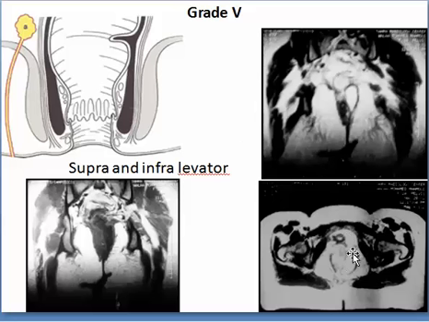This one with collection, this one with collection. This is the region of the elevator ani muscle on both sides. It passed and penetrates into the above the elevator, and that's why we call it supra and infra elevator ani fistula. This is grade 5.